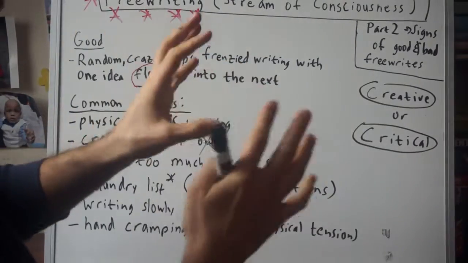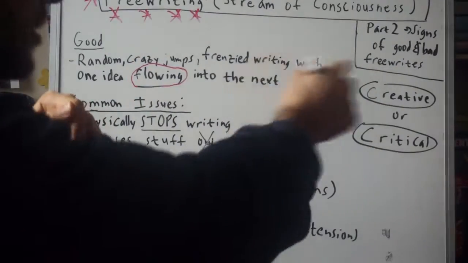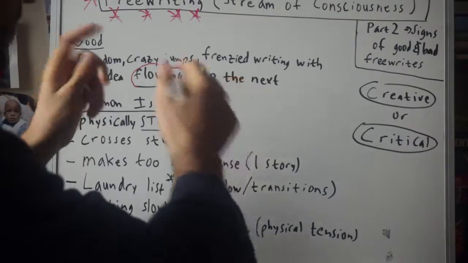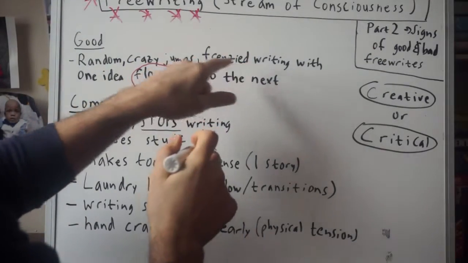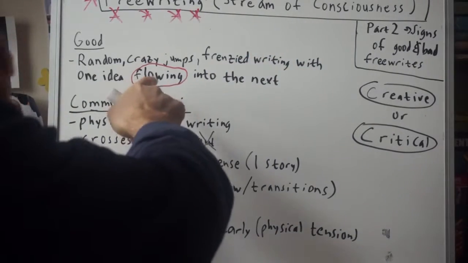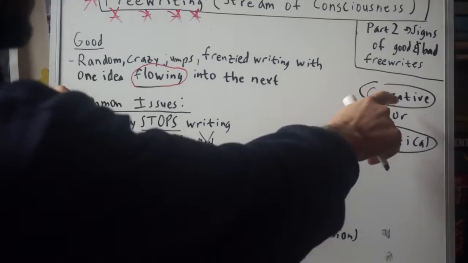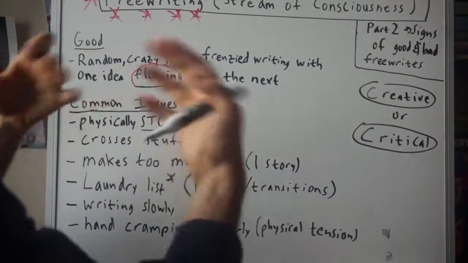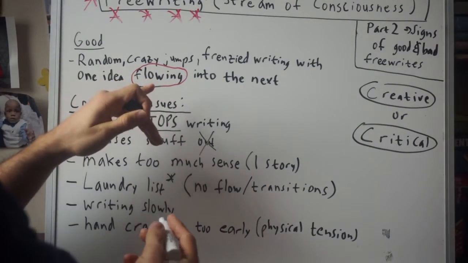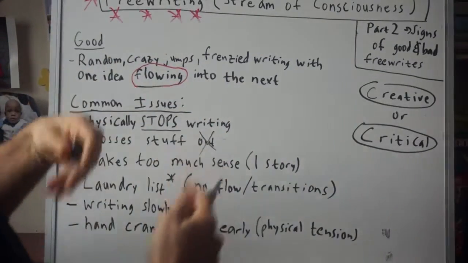Another thing, there's frenzied writing. So if I'm physically looking at you writing this, it should be really quick, really fast. It shouldn't be, well, we'll see in a second what it shouldn't be. So the writing should look and feel a little bit frenzied, with one idea flowing, here's the key word, flowing into the next. So if you're creative, then you're in a state of flow, which means you're not worried about what happens. One idea leads to another, it flows into another just like water.